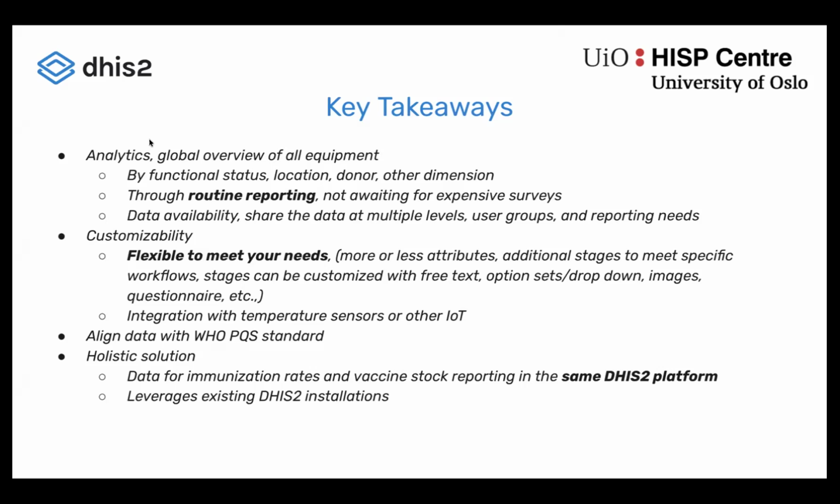And then finally, that it's a holistic solution, looking at one platform that can have data for your immunization rate, your health service data. You can also have your vaccine stock reporting, and then having equipment data, building visualizations and dashboards that have triangulated data from these different sources, and seeing how one affects the other, with the overall objective of improving vaccine coverage rates and immunization rates, and how all of these different data points can help support that overall objective.